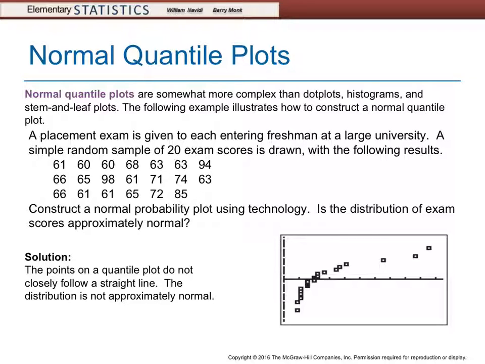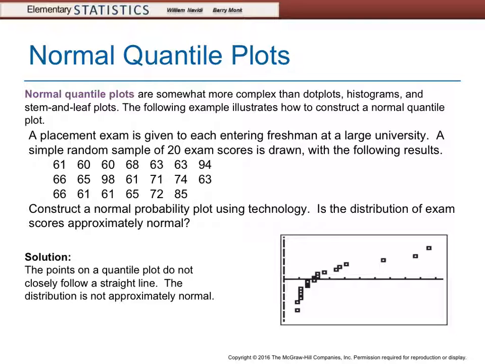Normal quantile plots are somewhat more complex than dot plots, histograms, stem leaves, and box plots. The following example illustrates how to construct a normal quantile plot. A placement exam is given to each entering freshman at a large university. A simple random sample of 20 exam scores is drawn with the following results. Here they are. We construct a normal probability plot using technology.